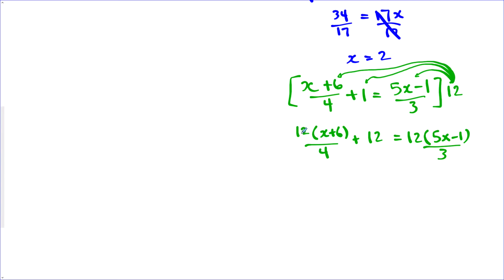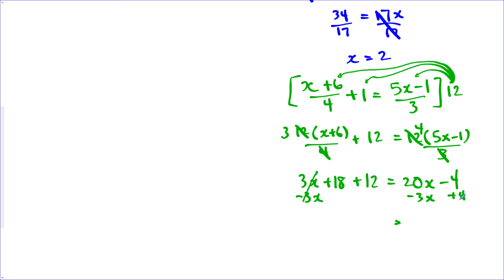Now I can simplify this. 12 divided by 4 is 3. 12 divided by 3 is 4. I can distribute the 3 and the 4 in. So 3x plus 18 plus 12 equals 20x minus 4. I'm going to collect up the x's on this side, and it's going to start to look very much like that first method we already did.